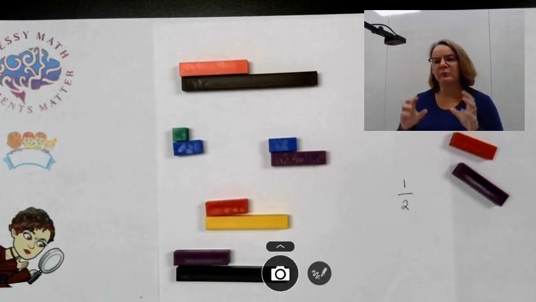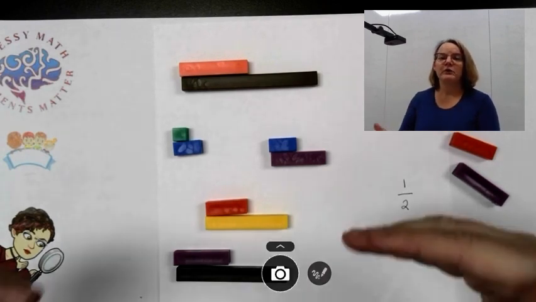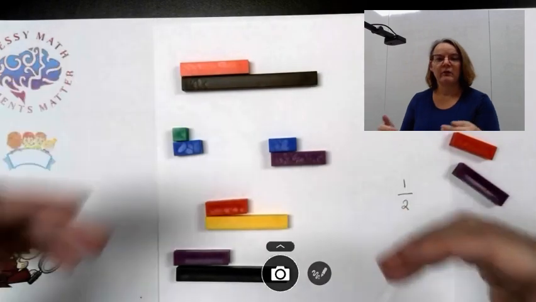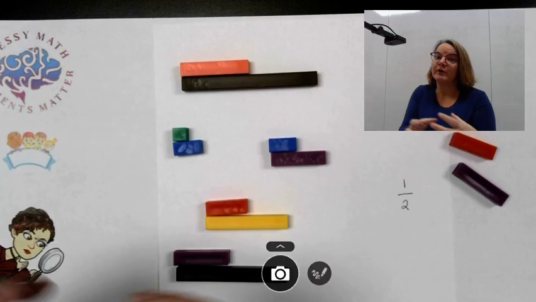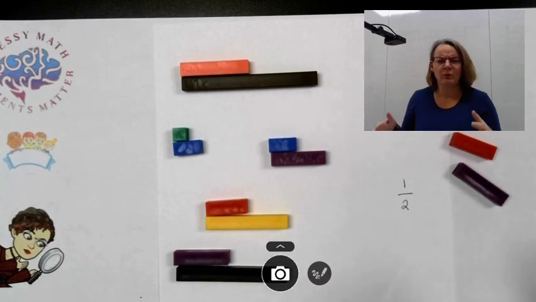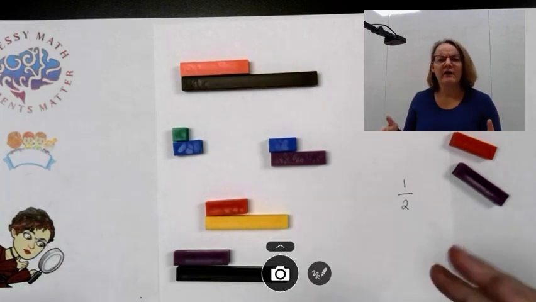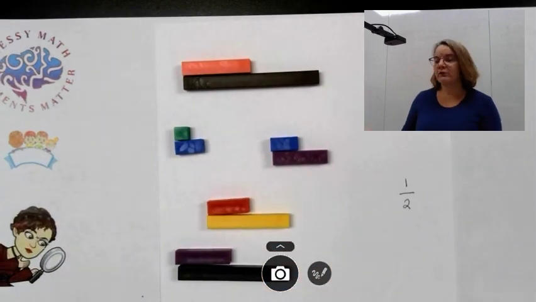But I want it to be really solid in their brain that that is the relationship between the pink and the brown. You can have a half look differently depending on the size of the whole. And that might come out in the conversation. Well, my whole is bigger, so then my half is bigger. My whole is smaller, so my half is smaller. So what I'll do now is give students the first handout.